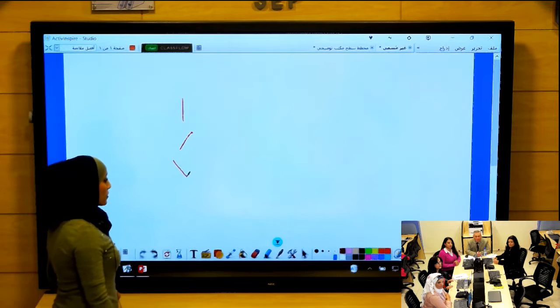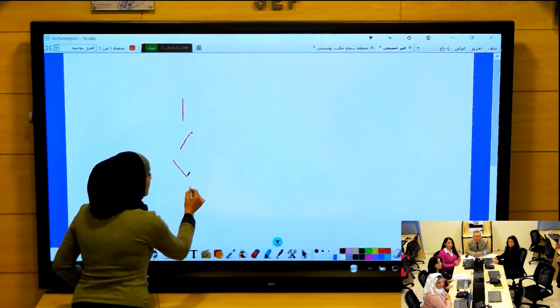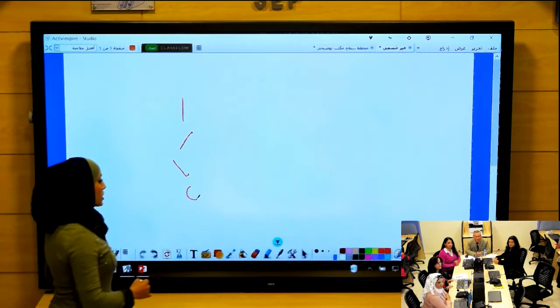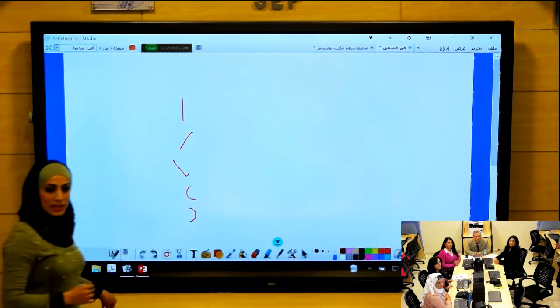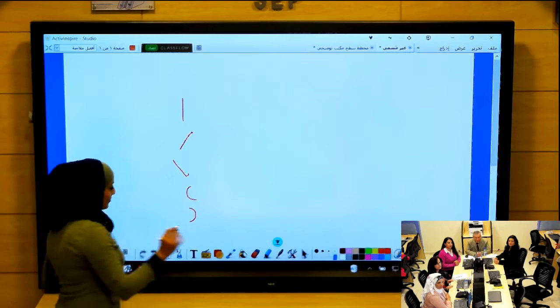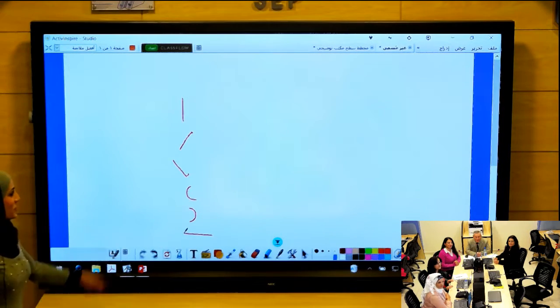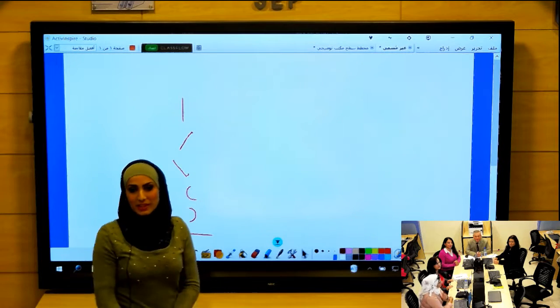Now, the fourth shape is a curve to the left. The fifth shape is a curve to the right. And the last shape is a sleeping line. So these are the main shapes that the kids need to learn at the beginning.